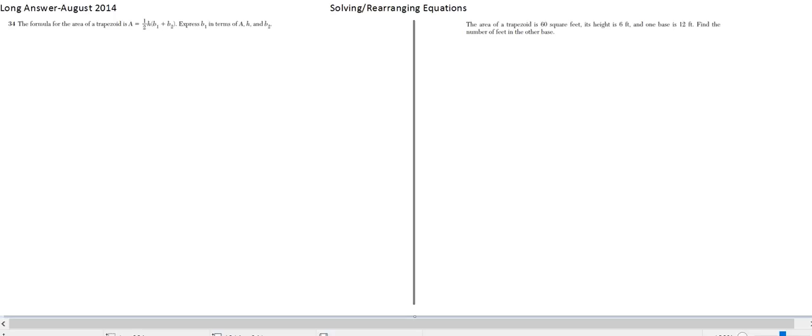This is a long answer question from the August 2014 Algebra 1 Regents. It is question number 34. It has two parts to it. We're going to go in order.